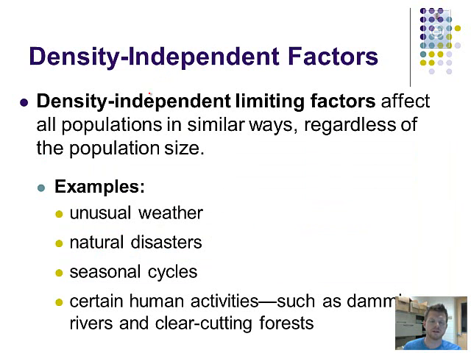Another type of limiting factor is density independent. It doesn't matter what the population size is, this is still going to impact a population. If there's unusual weather, maybe it's a really early frost or really hot days in a row, maybe a drought, natural disasters, seasonal cycles are going to have an impact. If we look outside, we're going to find fewer and fewer insects as the weather gets colder. So that seasonal cycle is making that population decrease. And then certain human activities, many things, habitat destruction, are really going to impact populations no matter what the size.